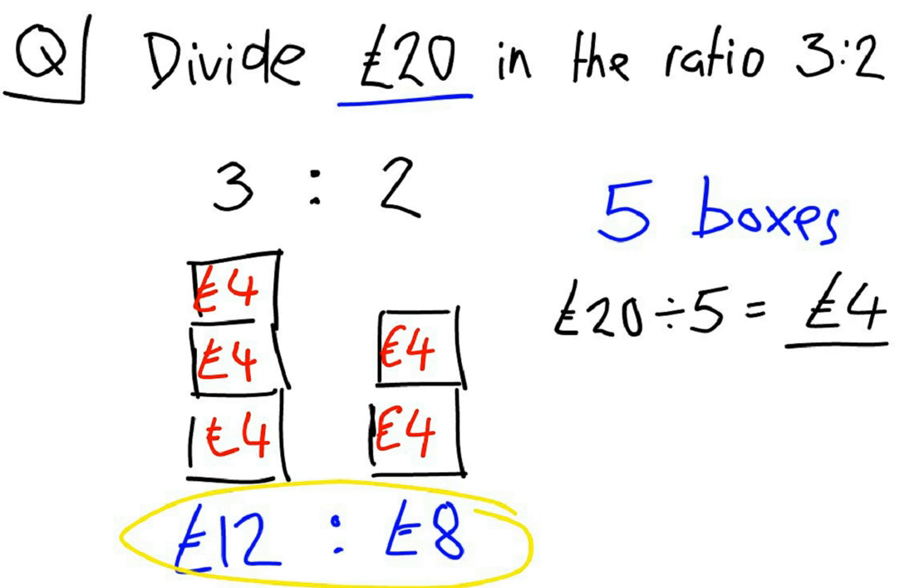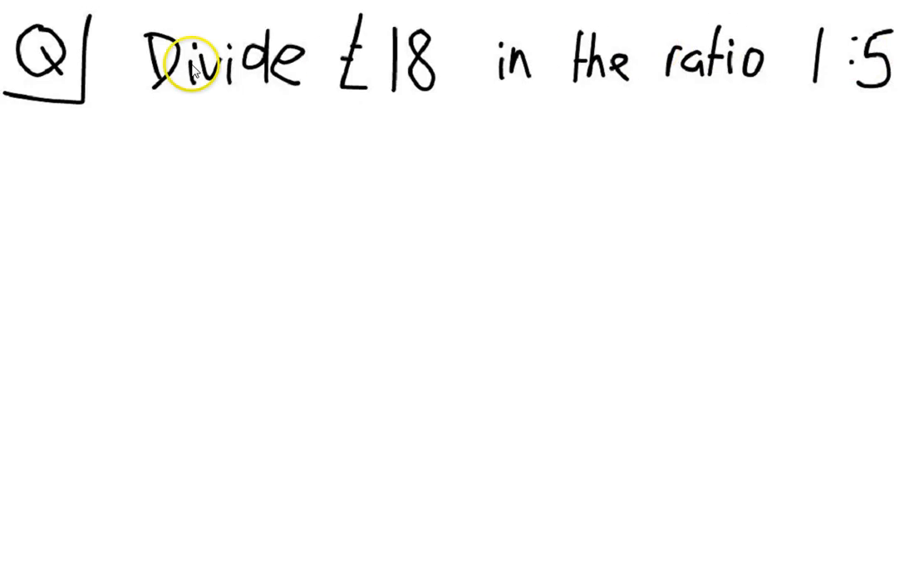Okay, so I'll give you a question to try on your own now. Okay, so I'm asking you now to divide £18 in the ratio 1 to 5. Now just a hint, remember I said it matters about the order as well. Okay, so I'll let you pause the video here and have a go at that question, and I will give you the answer shortly. Okay, so I hope you've had a go at doing that.